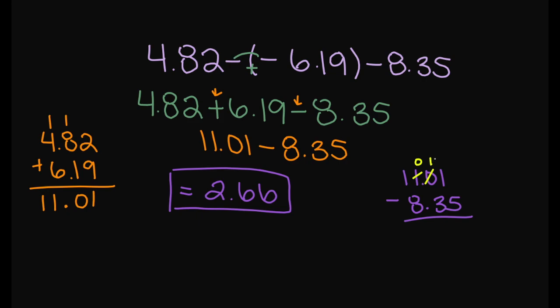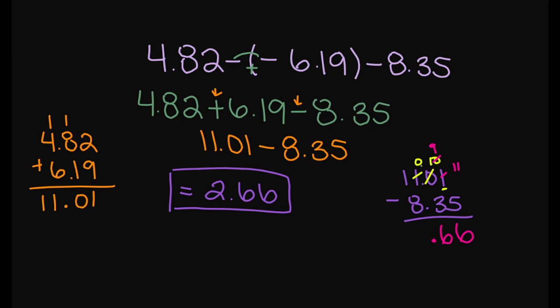This is going to become a 10. But if I look at my problem, I am still stuck right here. So that means I'm going to go back to borrow. This 10 is now going to become a 9. And this one here is going to become 11. So 11 minus 5 is going to be 6. 9 minus 3, this is also going to be 6. Make sure you bring that decimal down.